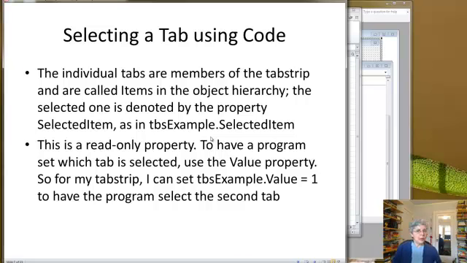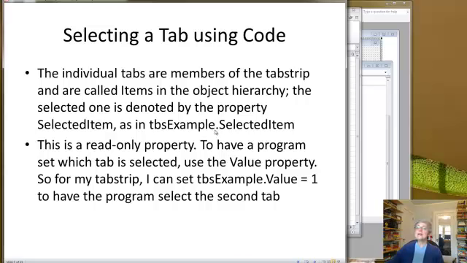Now, in your program, you may want to actually have your program select a tab, especially initially. So we have to know how to refer to the individual tabs in our code. In the object hierarchy, you have your tab strip, so in my case TBS example, and the tabs themselves are called items, and they're members of the tab strip. So to get the actual item, you use selected item like this.